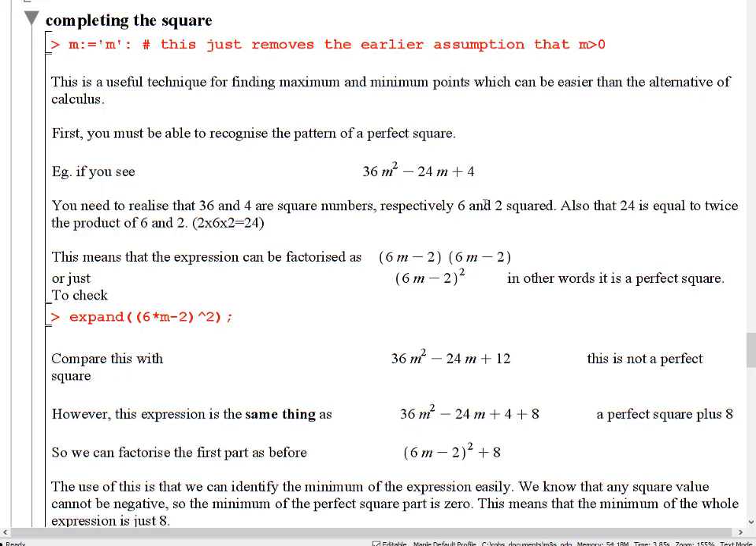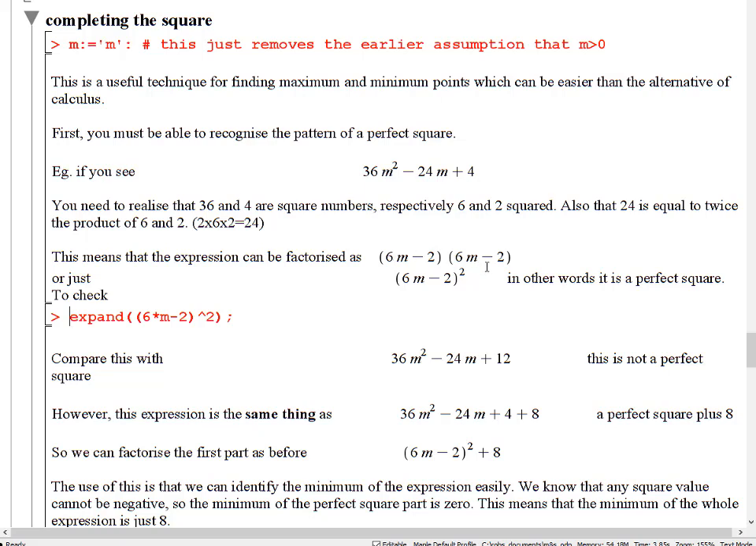So if you see an equation like this, you've got 36, which is a square number, 6 squared, and 4 is a square number. But you also need to notice that this 24 in the middle, just by chance, happens to be equal to 6 times 2 doubled, so 6 times 2 times 2. So it's twice the product of 6 and 2. In that case, you can factorise it into this form. And you should be able to verify that this times this does indeed give you that.